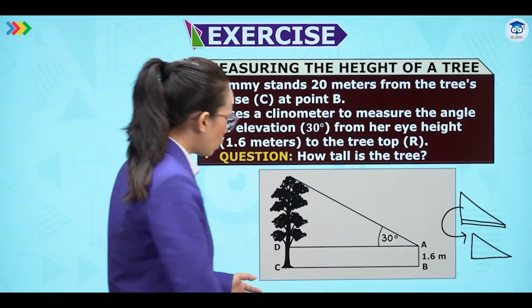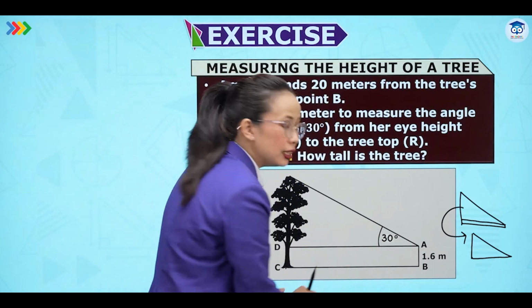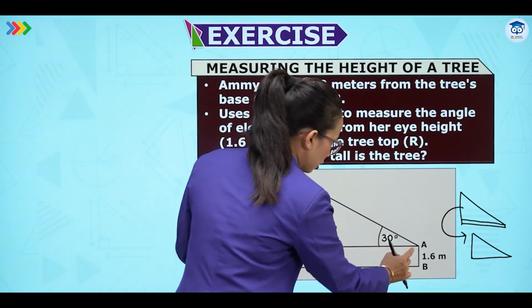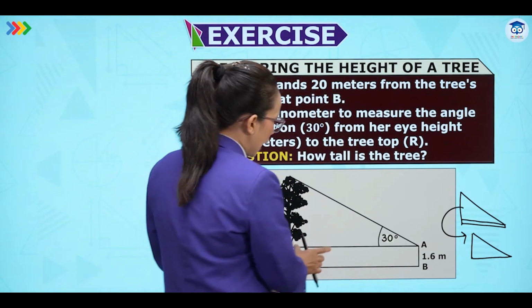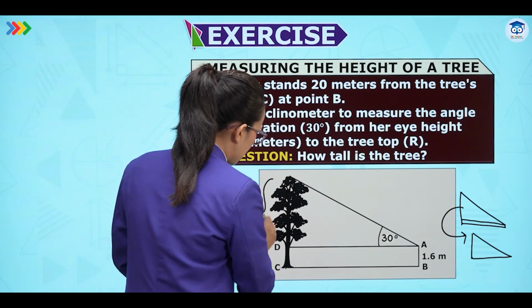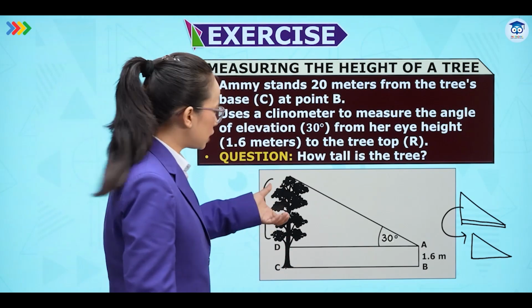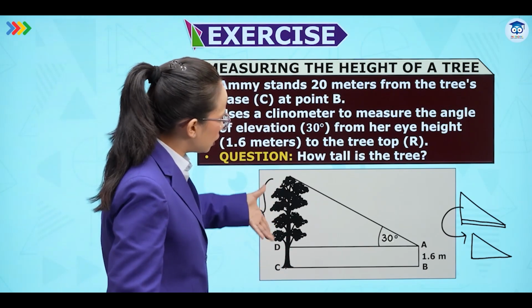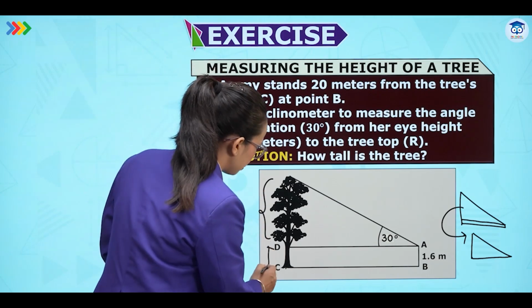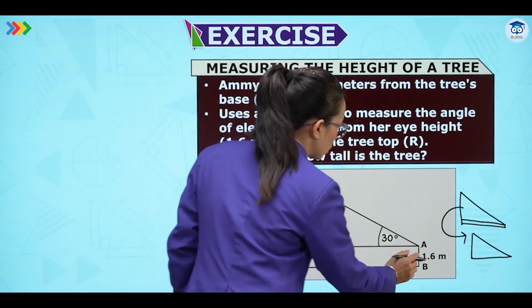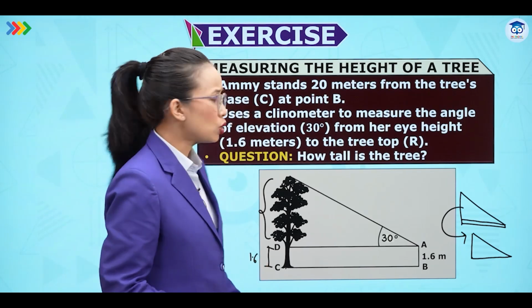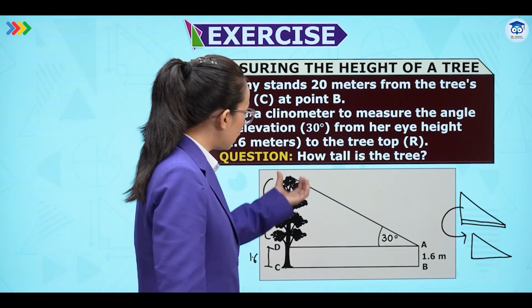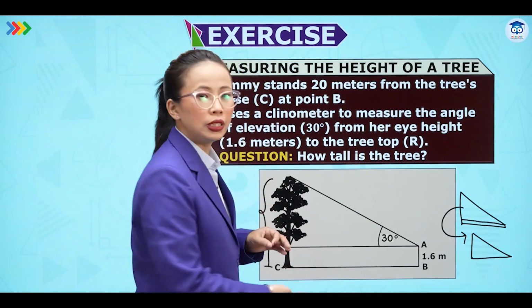We know that this forms a rectangle. So this length and this length will be the same. And now we are going to calculate this much value. If you know this value, you can calculate the height of the tree by just adding this, because this is a rectangle. So this is 1.6, this will be 1.6. So our main focus is on finding the value of this part.